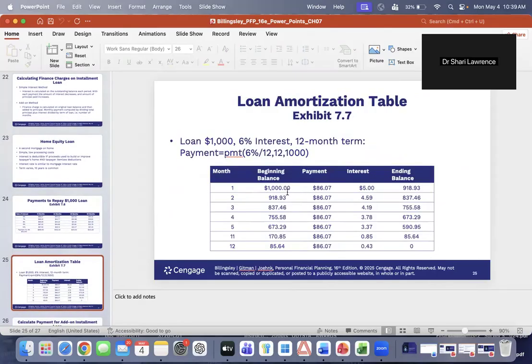Now, this is important to look at. I want to make an important point here. This is an amortization table. So you have this $1,000 loan at 6% interest. It's a 1-year loan. You're making monthly payments. You have 12 payments. The interest that you pay is based off of the beginning balance.